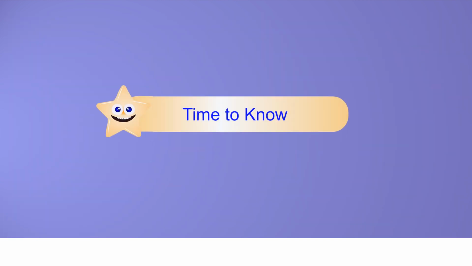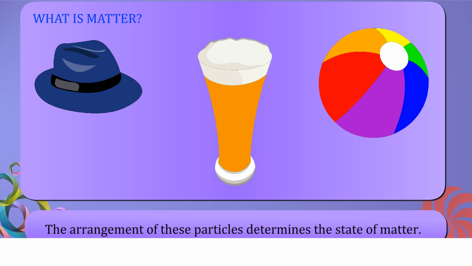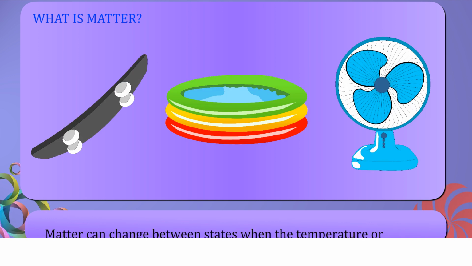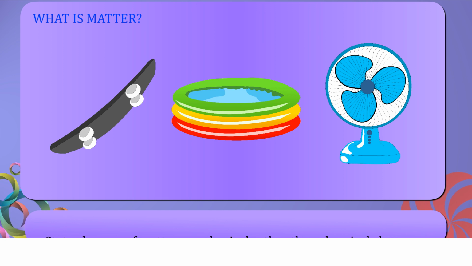Time to know. What is matter? Matter is made up of atoms or molecules. The arrangement of these particles determines the state of matter. There are three recognized states of matter: solid, liquid, and gas. Matter can change between states when the temperature or pressure is changed. The chemical properties of materials are unchanged when the state changes. State changes of matter are physical rather than chemical changes.